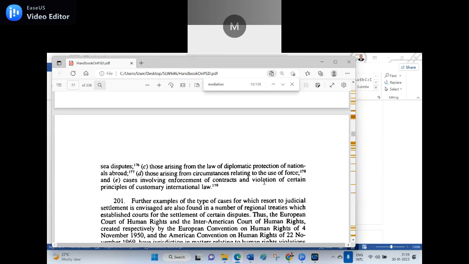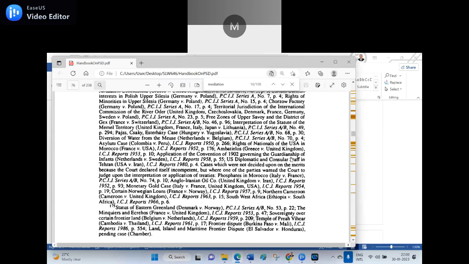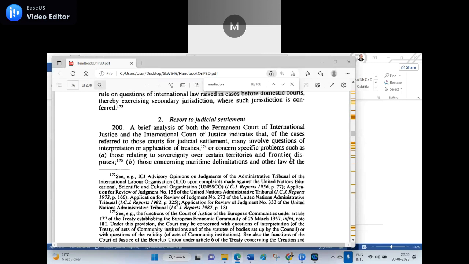Or those arising from the circumstances related to the use of force. If force is used by another state against a sovereign state, at that instance, a sovereign state that is a victim of the harassment of another state can approach the ICJ for disposal of the case. And cases involving the enforcement of contracts and violation of certain principles of customary international law. So these are all the things over which the International Court of Justice has jurisdiction to entertain such a specific problem.